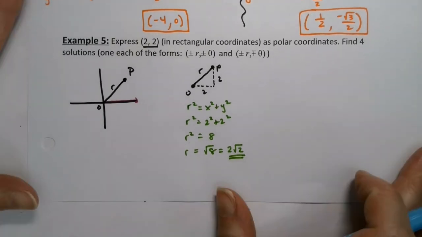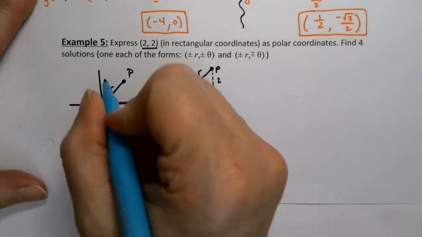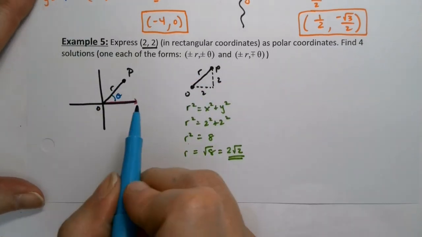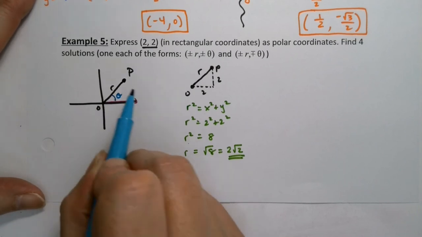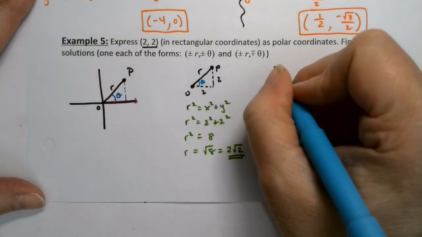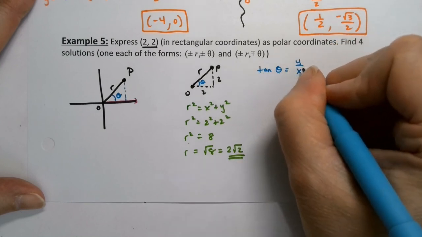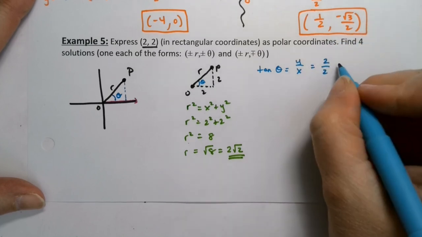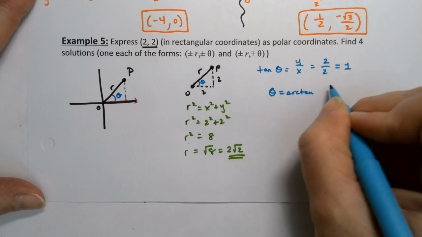Okay, so for the angle, I need to know that the tangent of theta, because the angle's right here. So if I say that's theta, my base angle, or my beginning angle that I'm going to work with, my base theta is going to be the arctangent of y over x. There's a little triangle in here. So the tangent of theta is y over x. That means the tangent of theta is 2 over 2, which is 1. So if the tangent of theta is 1, that means theta is the arctangent of 1.